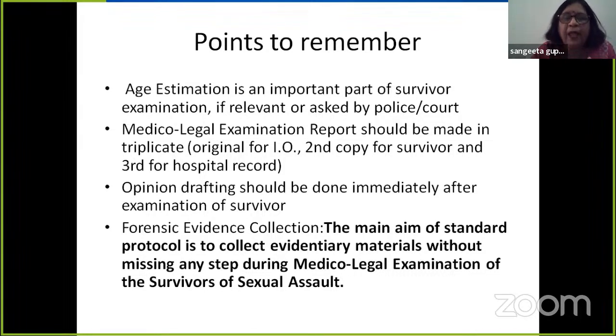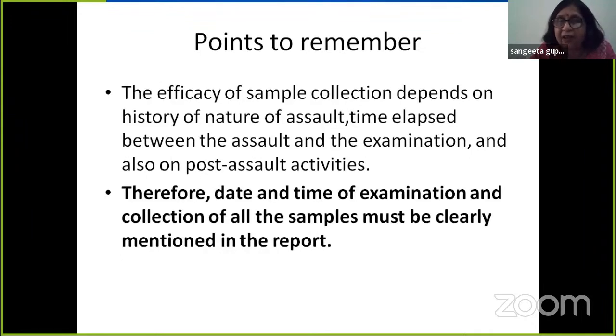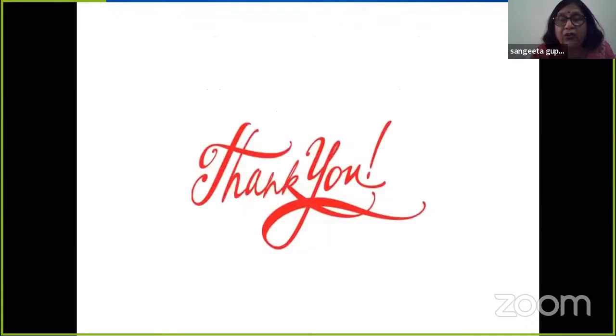The medico-legal examination report should be made in triplicate: one for the investigating officer, second for the survivor, and third for the hospital record. Opinion drafting should be done immediately after the examination of the survivor. The main aim of the standard protocol is to collect evidentiary materials without missing any step during the medico-legal examination of survivors of sexual assault. The efficacy of sample collection depends upon the history of the nature of assault, time elapsed between the assault and the examination, and also on post-assault activities. Therefore, the date and time of examination and collection of all the samples must be clearly mentioned on the reports.